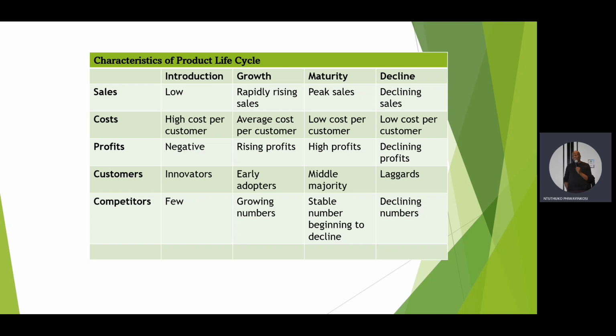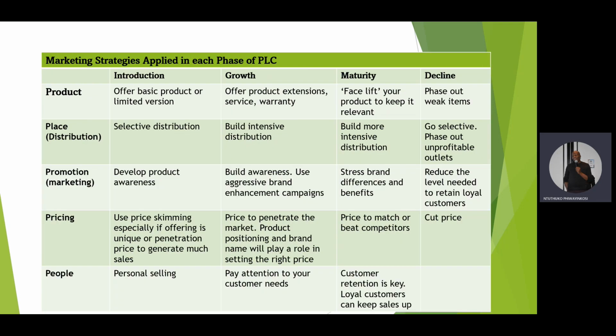And then characteristic number 5 is competitors. Under introduction, there are few competitors. Under growth, there is a growing number of competitors. Under maturity, there is a stable number of competitors that begins to decline. And then under decline, there is actually a declining number of competitors.